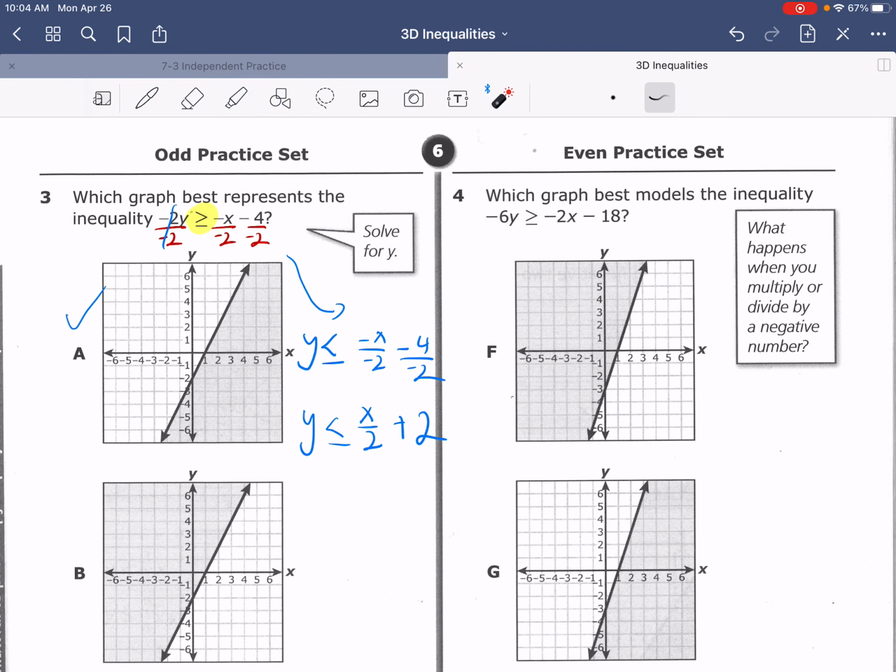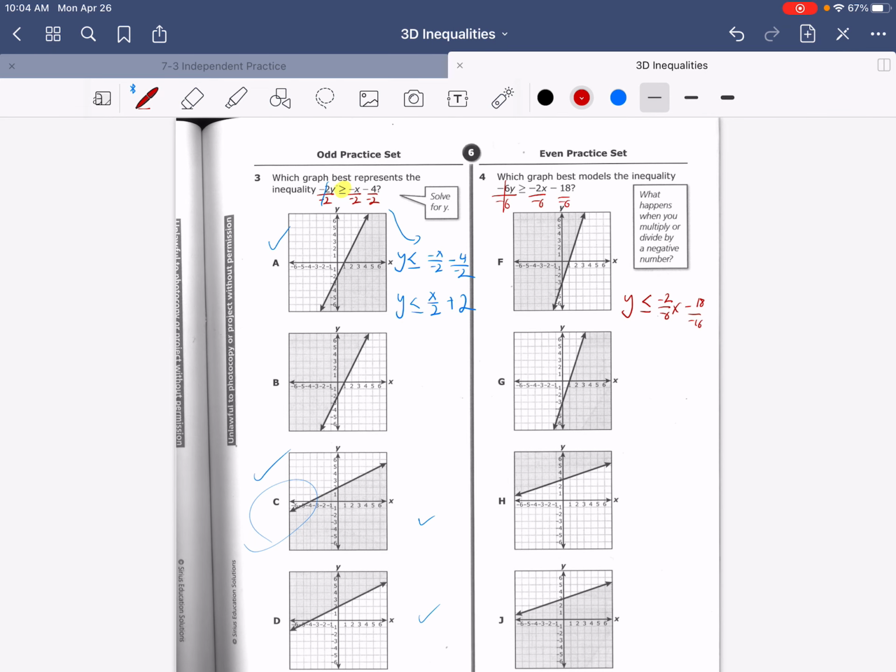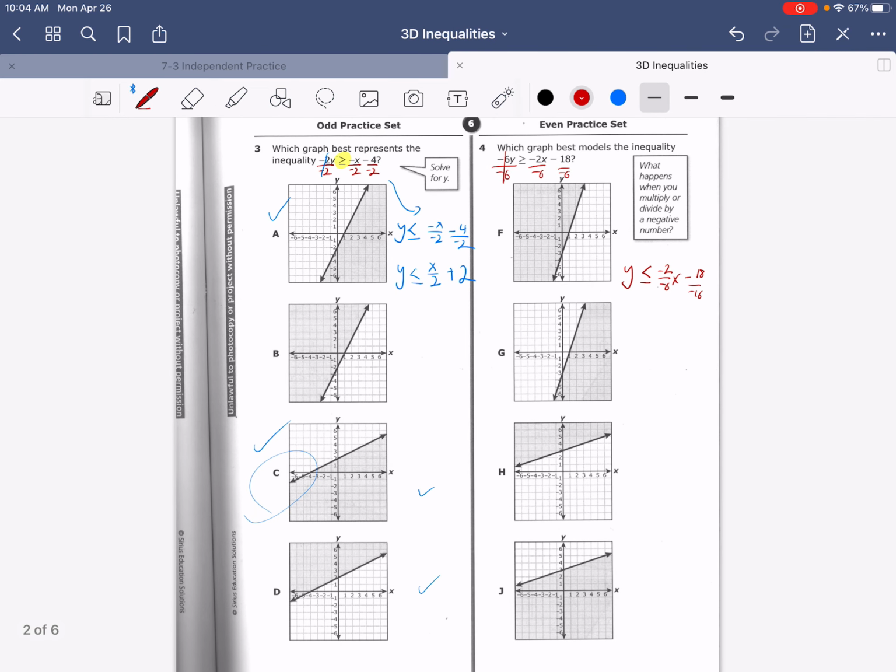First, let me teach you a bit better way, I guess. Divide by -6, right? Remember, when you multiply or divide by a negative number, the sign should be flipped. So you should have y is less than or equal to, you can just write it like this, that's fine. (-18 minus -16).